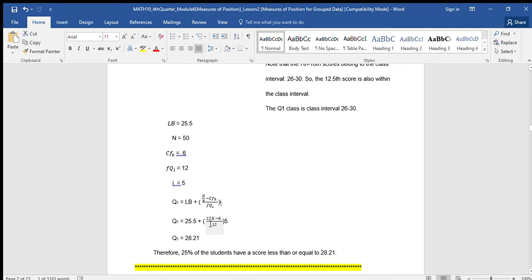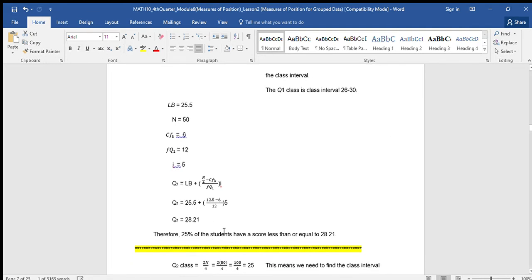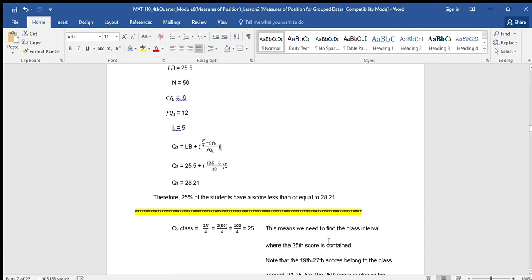And then our i is 5 over 12. So we just have to subtract 12.5 minus 6, and then the answer will be divided by 12, multiplied by 5, and then added to 25.5. Now the correct answer is 28.21, which means that 25% of the students have scored less than or equal to 28.21.